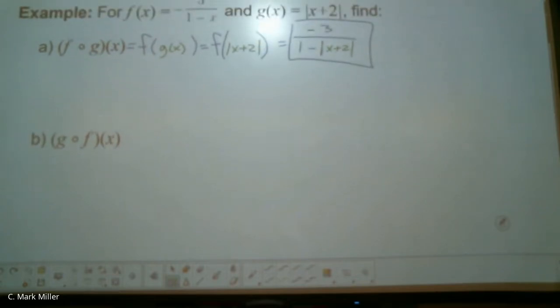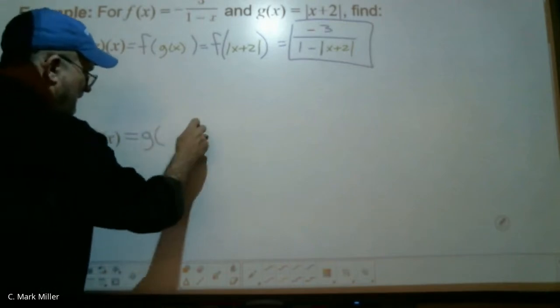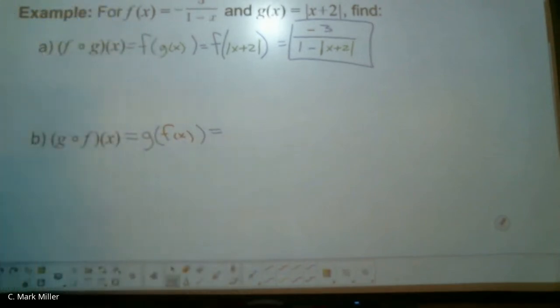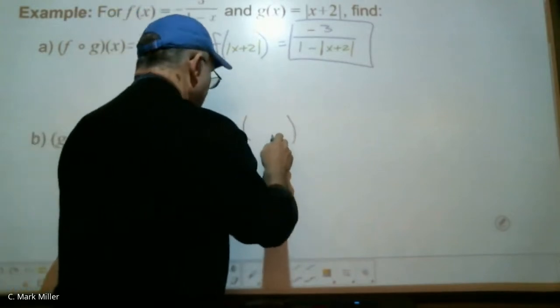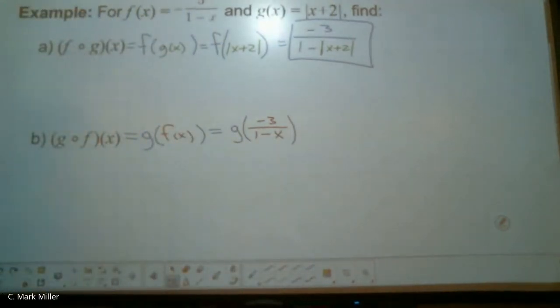How about this one? I know what you're thinking. You're thinking, doggone, some things take 2 sheets of paper and you do that in 1 sentence, right? I get it. And I'm glad some of you are finding it easy. All right. How about this one? This is going to be g of f of x equals g of what f of x equals. There you go.